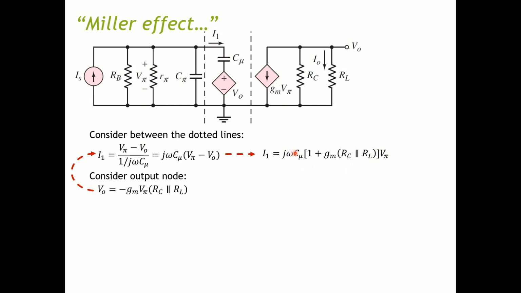If you consider this whole thing here as another new capacitor, I'm going to call this Cm. So j omega Cm, or 1 over j omega Cm, can be your new impedance. Effectively I can replace this whole thing with one single capacitor Cm. Now I have only one capacitor Cm, and this Cm is called the Miller capacitance, and the multiplication effect on C mu is called the Miller effect.